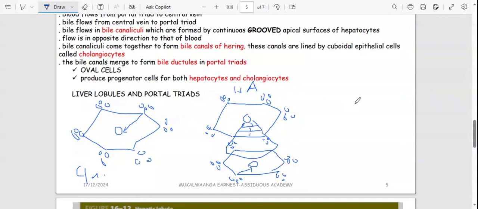Then when you come now to the portal lobule, so remember the central vein is always there, and your portal triad, don't forget this. So these are two. Put your structures here, the structures you get to find in the portal triad. Put them everywhere, at every corner.